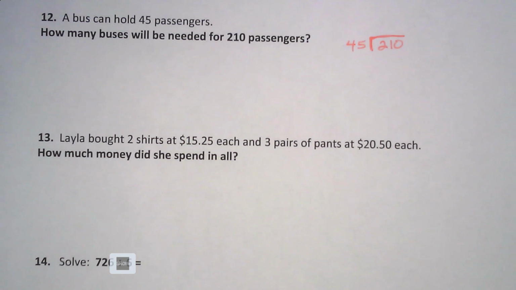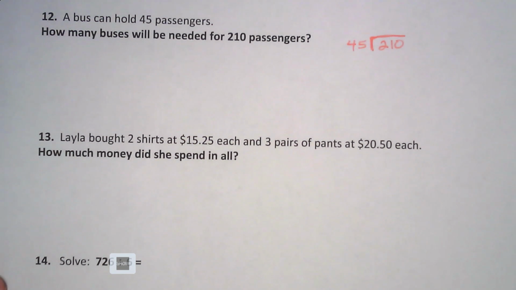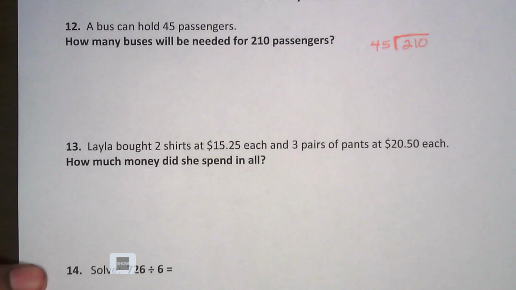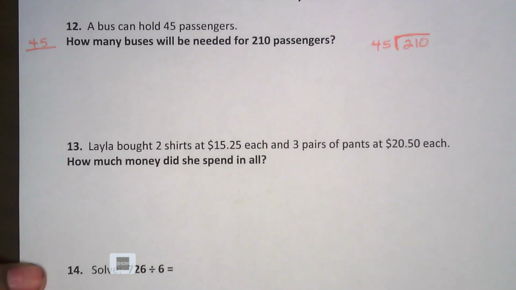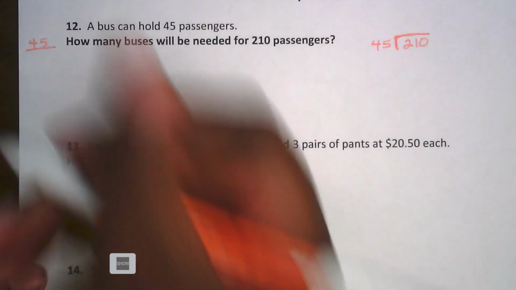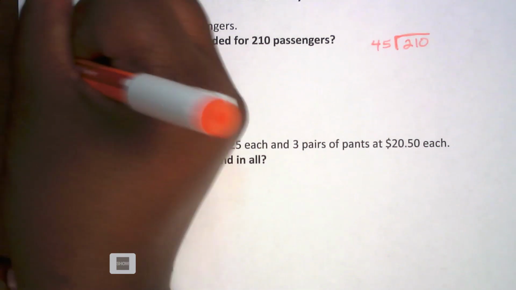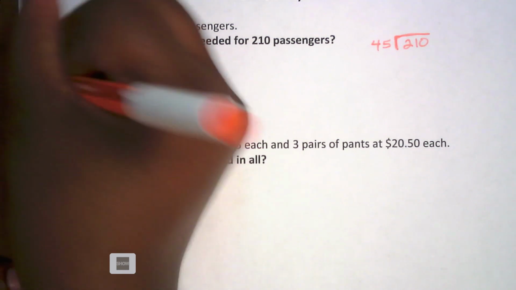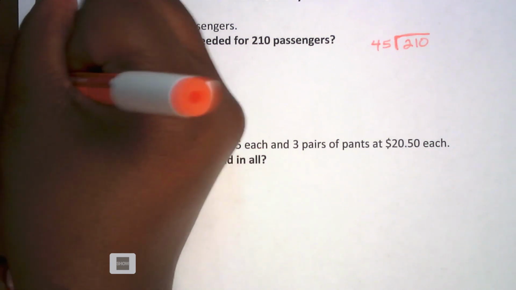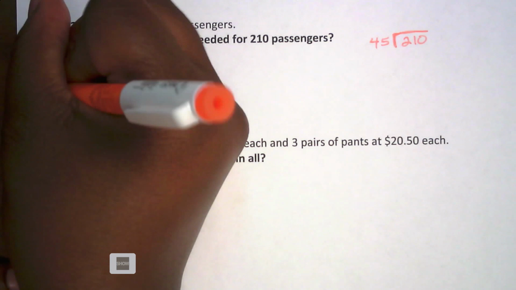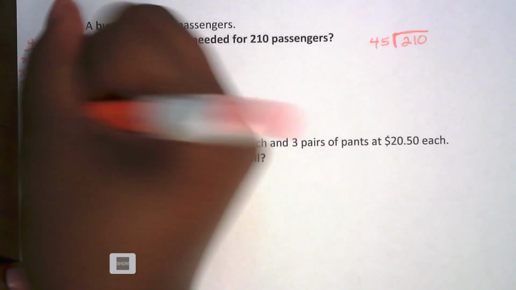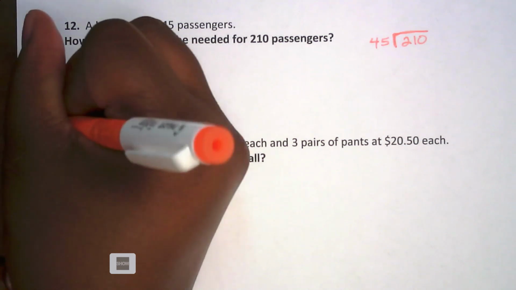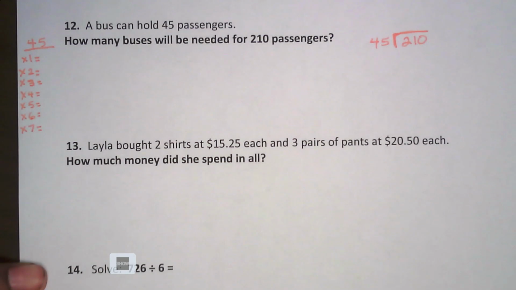But that's okay, because we're going to go ahead and make a little mini toolbox over here on the side for our 45s. And we're going to use repeated addition in order to get our multiples. So I'm just going to put a times 1, times 2, times 3, let's see, times 4, times 5, times 6, times 7. That might be enough. So let's start.